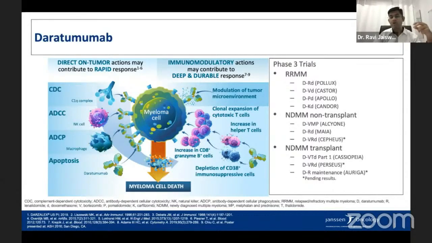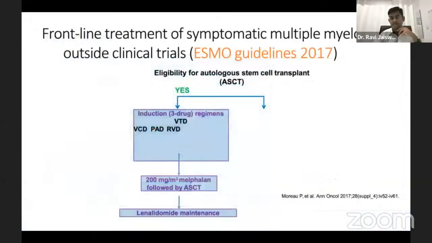Apart from that, it also has an immunomodulatory action wherein it modulates the tumor microenvironment, suppresses the Treg cells, and kills the myeloma cell. A lot of phase 3 studies in different settings of myeloma, right from your relapse refractory setting to your new case, which is a non-transplant dependent or a transplant eligible case. It has been studied across various trials.